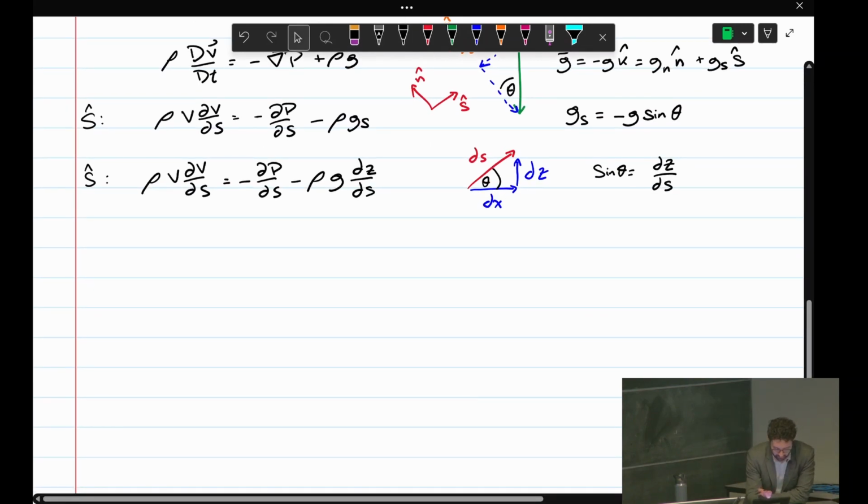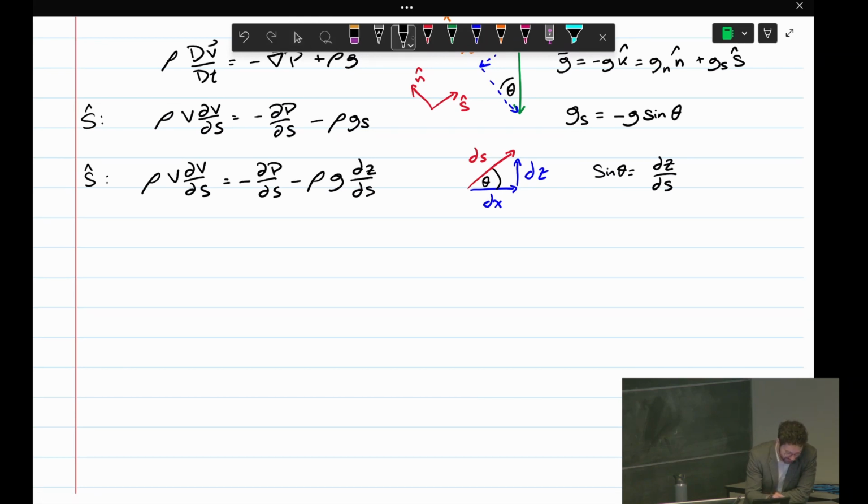So we can just do some rearranging and some math here, so we can cancel our ds's. That gives us rho v dv is negative partial p minus rho g dz.